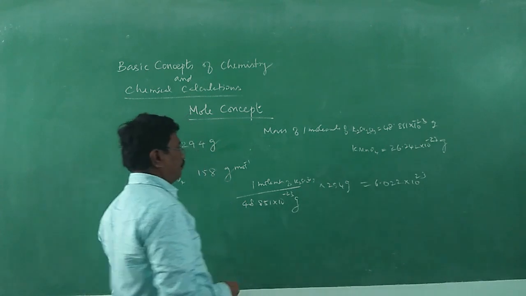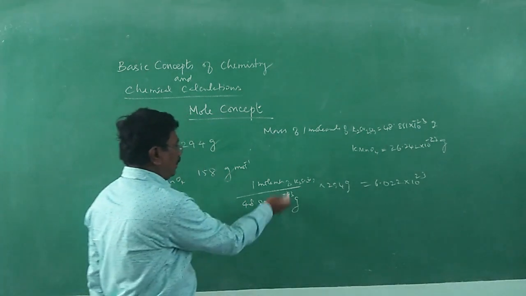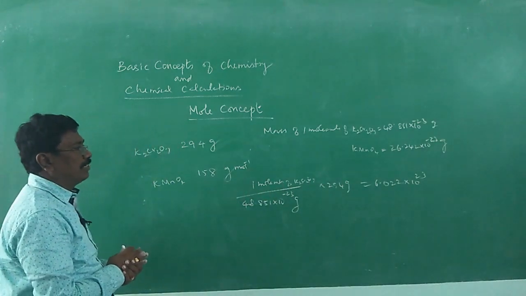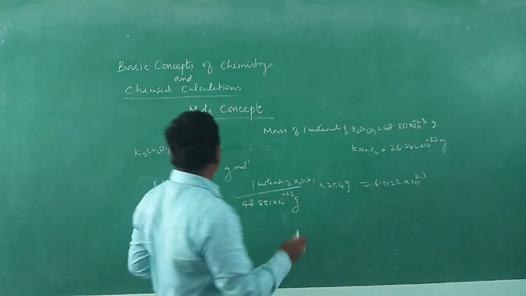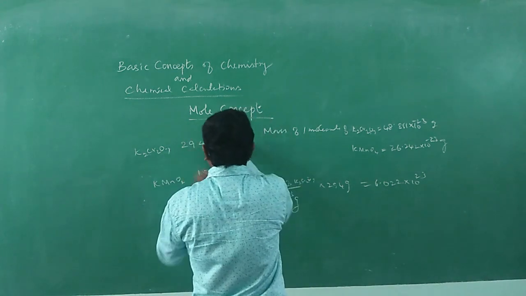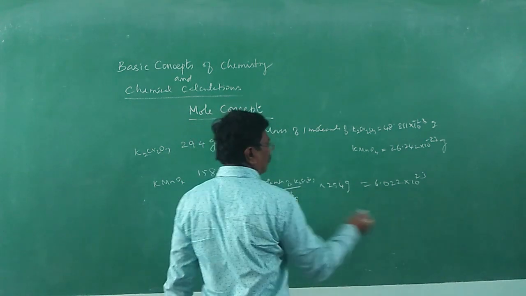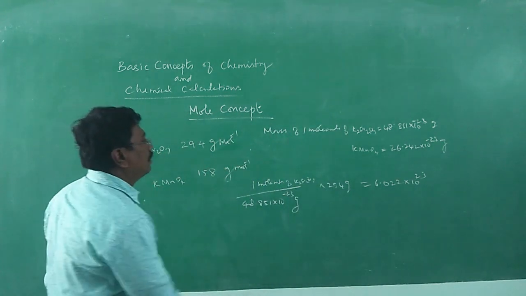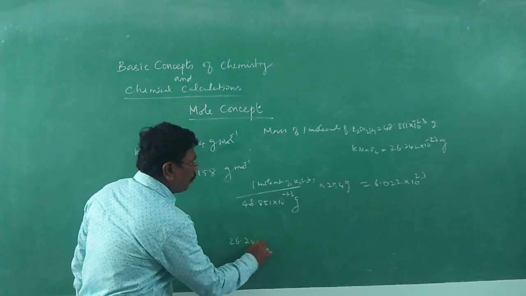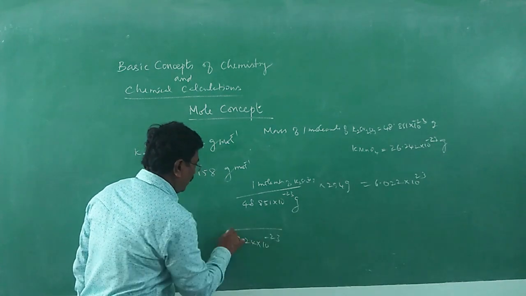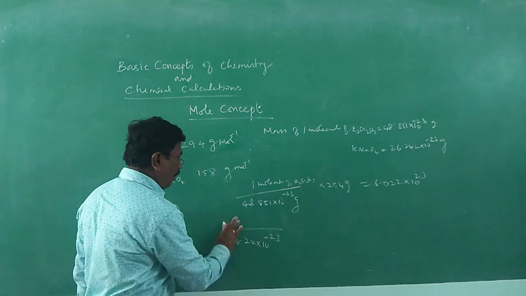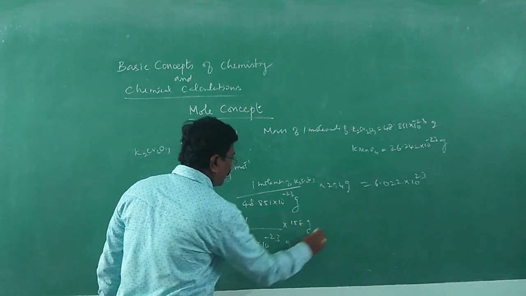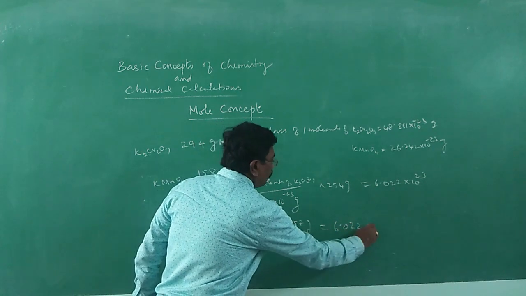All right. 48 divided by 2, approximately 6.022 into 10 power 23. These many molecules are contained in this much, and it is said to be 1 mole. Gram per mole we say. That's all. Likewise for potassium permanganate, 26.24 into 10 power minus 23 gram will have 1 molecule. Therefore 158 gram will contain how many molecules? That corresponds to 6.022 into 10 power 23.